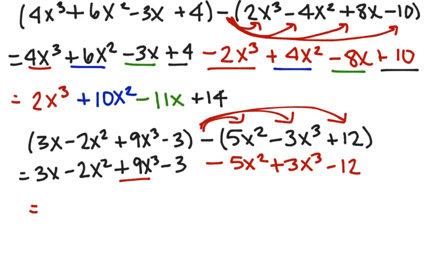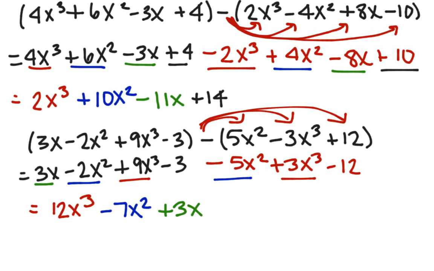And once again, we're beginning the process of combining like terms. I have 9x to the third, I have 3x to the third, both positive, that's 12x to the third. I have a minus 2x squared and a minus 5x squared, that's a minus 7x squared. I have a 3x, I have no x there, again it's positive, plus 3x. And last but not least, we have minus 3 minus a 12, which is minus a 15.